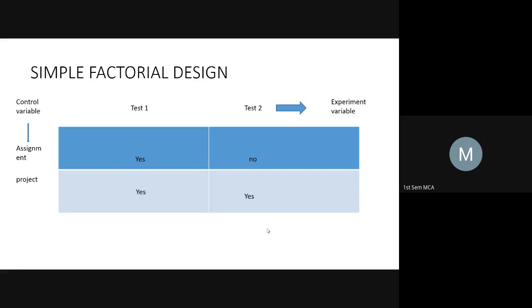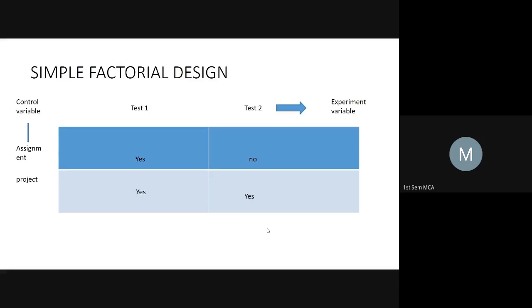And this I'm going to test on experiment variables, that is test 1 and test 2. For test 1 as a submitted assignment, for test 2 as a submitted assignment, for test 1 as a submitted project, for test 2 as a submitted project. That means test 1 and test 2 are called experiment variables. Assignment or project are called control variables.